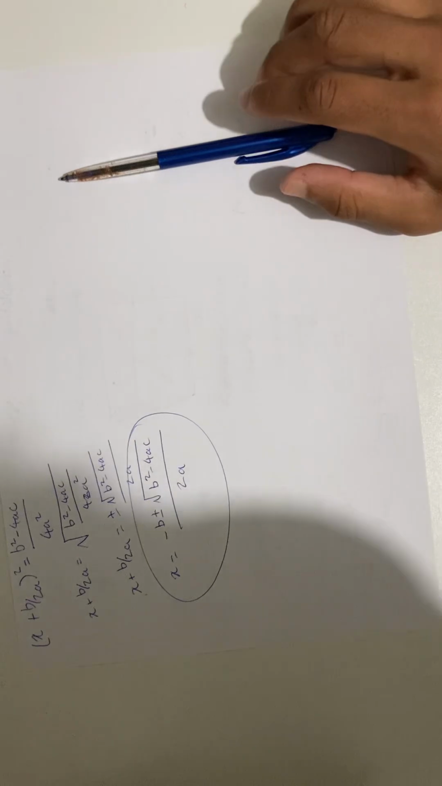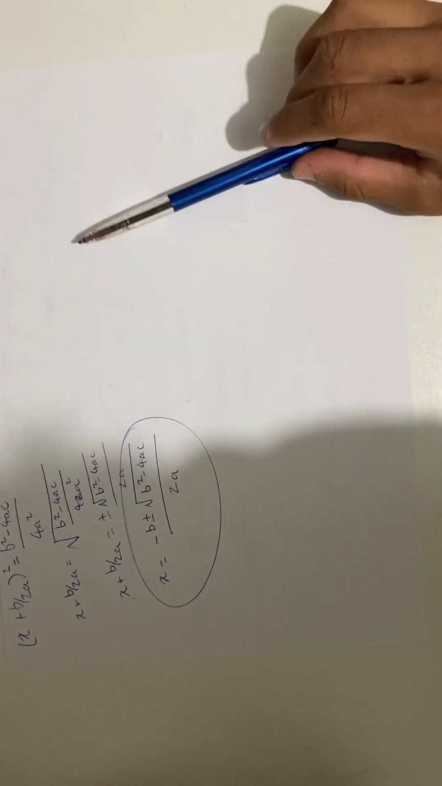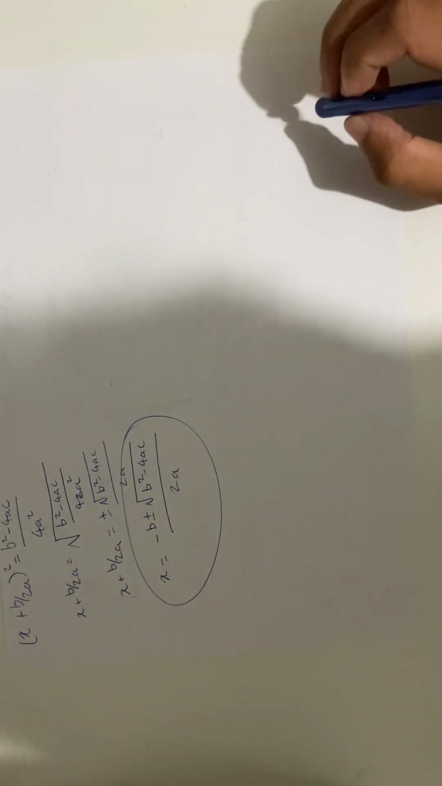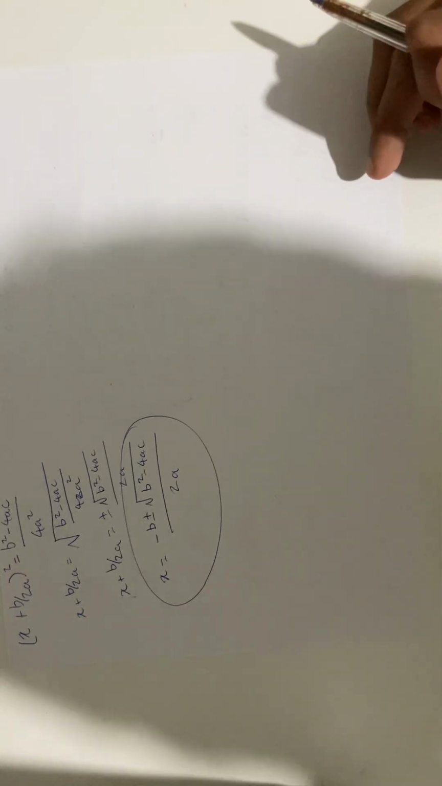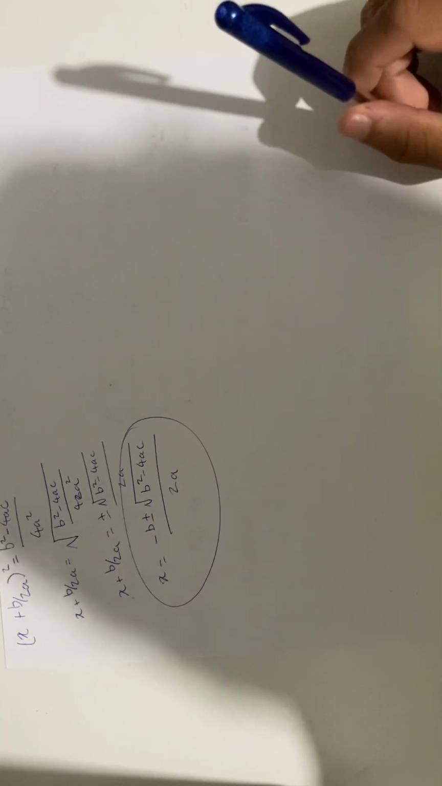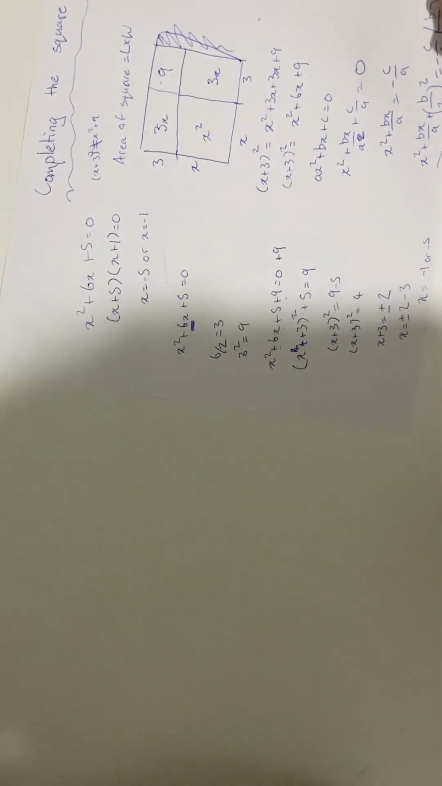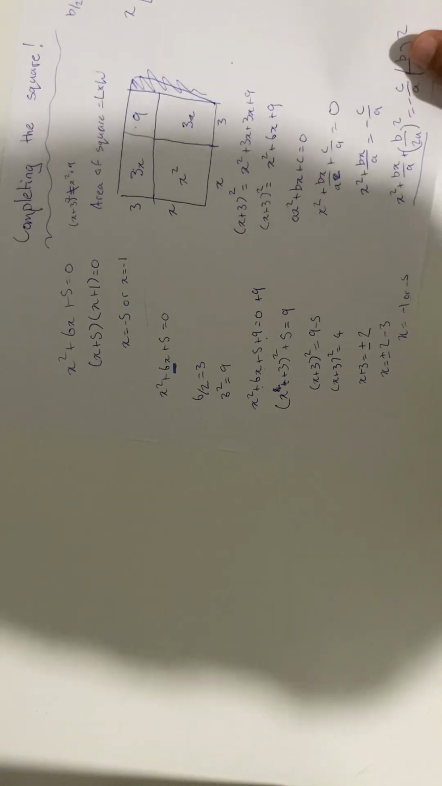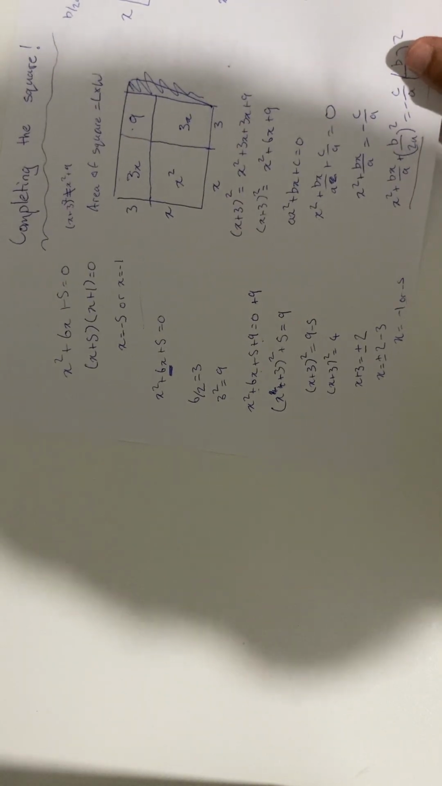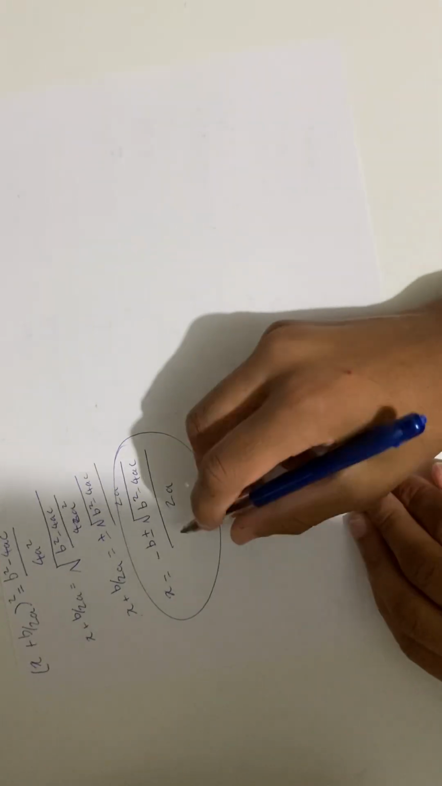But there are some quadratic equations that have no solutions. So how can you check beforehand? Because completing the square is going to take a long while. If you can't factorize it, it's going to take a long time to actually check if you can have a solution or not. And there's a simple way to find it out.